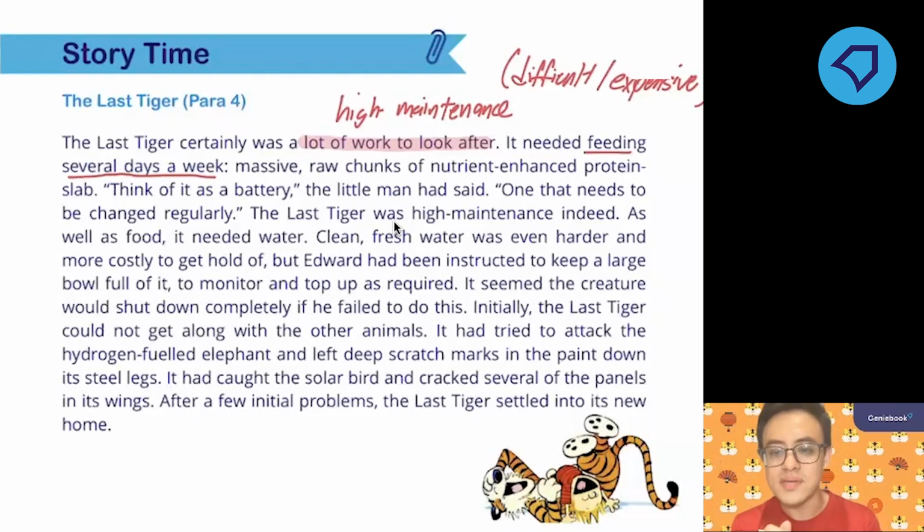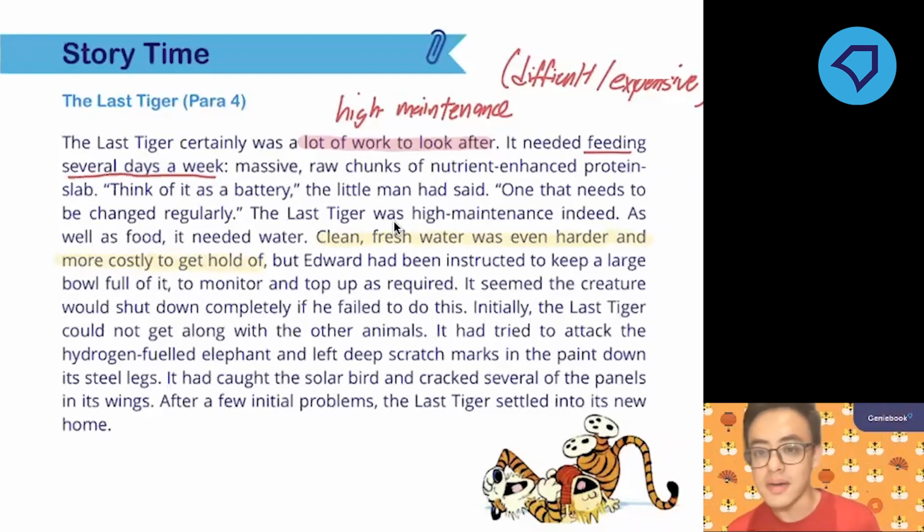Okay, think of it as a battery, the little man said, one that needs to be charged regularly. Okay, charged regularly, fair enough. Maybe high maintenance, may not be. The last tiger was high maintenance indeed. Okay, this part's important. As well as food, it needed clean water. Here is where it is truly high maintenance. Clean, fresh water was even harder and more costly to get hold of.